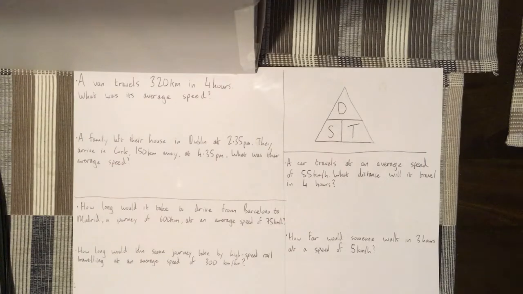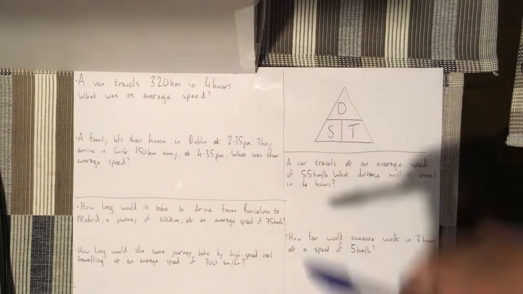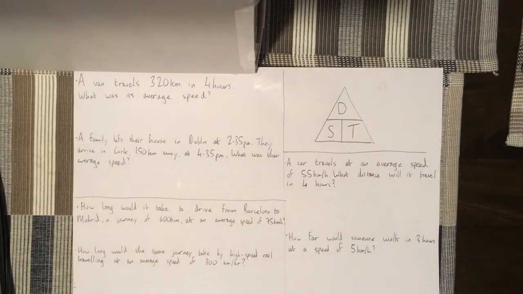All right, so just going to run through how to calculate speed, distance, and time using formulas. So if I give you this question here, a van travels 320 kilometers in 4 hours. What is its average speed?